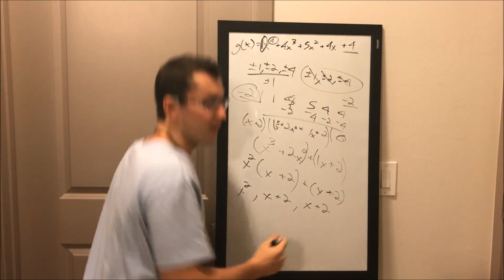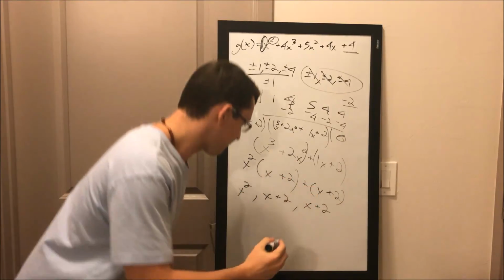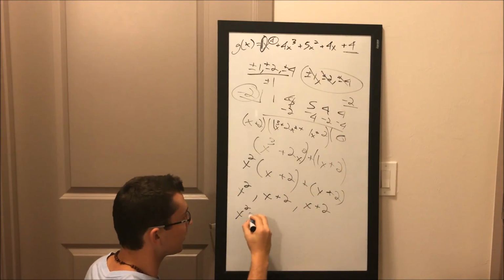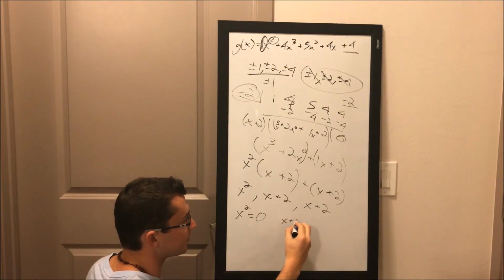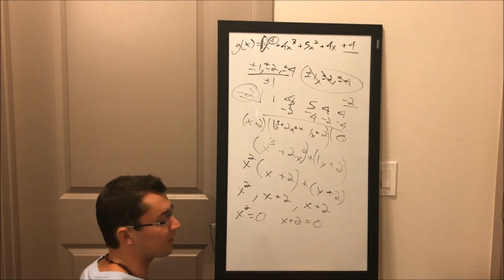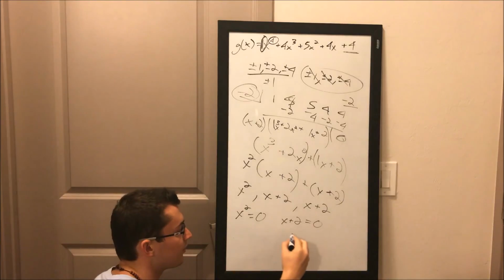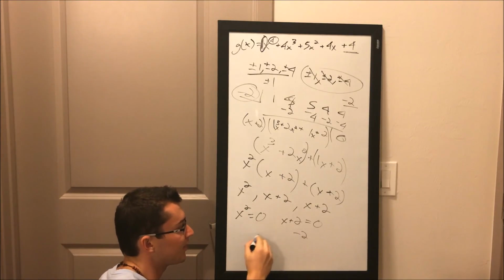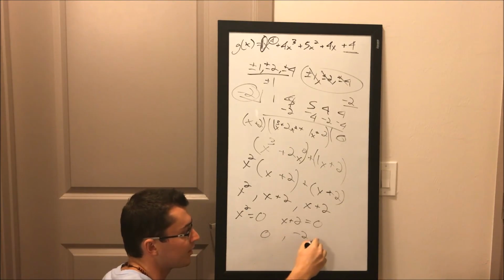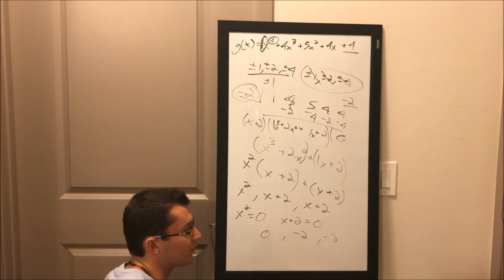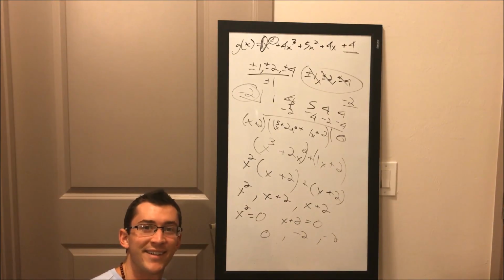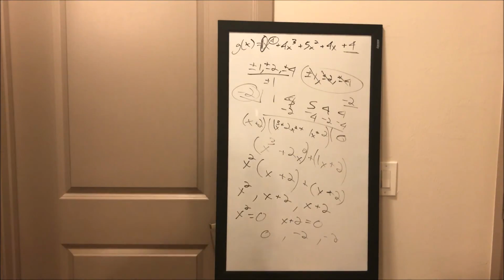So, solutions for x: x squared equals 0, x plus 2 equals 0. Negative 2, 0. That's your answer.